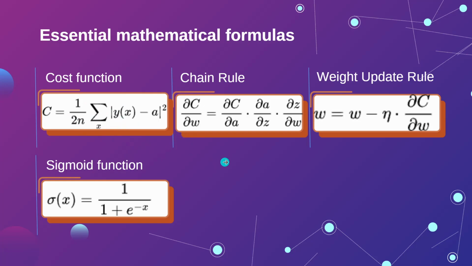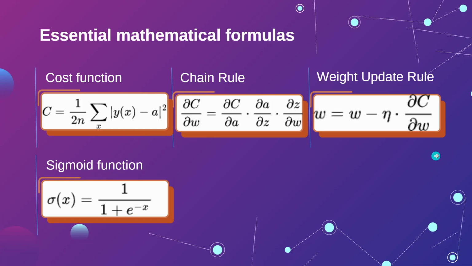The chain rule. This formula is used to calculate how much a small change in the weight affects the overall cost. It's used to update the weight in the network. The weight update rule. This formula is used to update the weight in the network. The weights are then adjusted in the direction that most decreases the cost. The sigmoid function. This function transforms any real value number into a value between 0 and 1. It's used to calculate the output of a neuron.